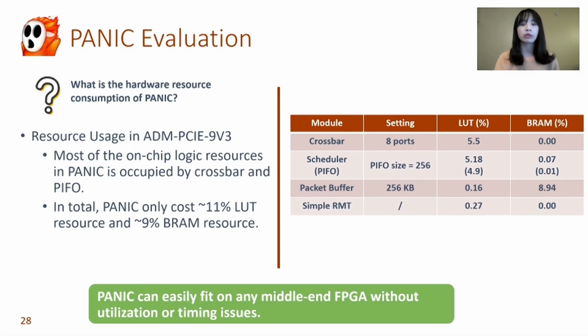Finally, we measure Panic resource usage in our middle-end FPGA. As the table has shown, most of the on-chip logic resource is used by the crossbar and pivot block, and most of the BRAM resource is used by the packet buffer. In total, Panic only costs 11% LUT and 9% BRAM, which means our Panic design only uses a small amount of the hardware resource and can fit with any middle-end FPGA without timing or utilization issue. Please check our paper for more discussion about the feasibility of implementing Panic in ASIC.